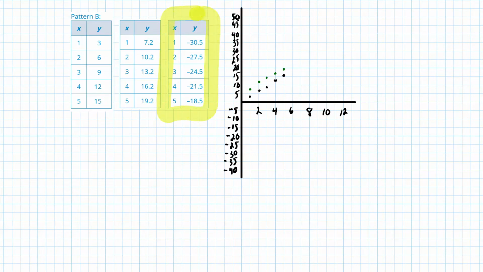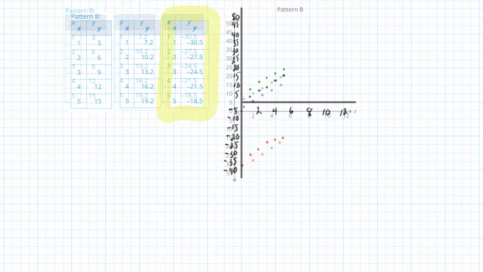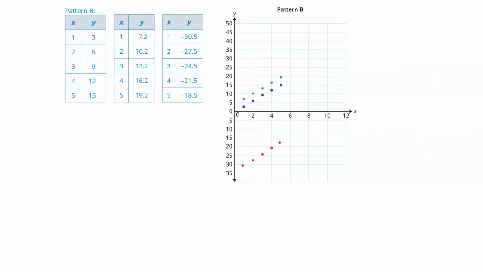Now the third set of data. This time it's over 1 and down to negative 30.5, then over 2 and at negative 27.5, over 3 and down to negative 24.5, over 4 and down to negative 21.5, and over 5 to negative 18.5. So this is a little more accurate representation of the graph. And we've gone through and done the same process for patterns C and D as well.